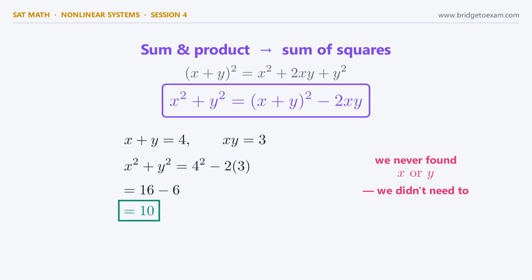Square the sum. 4 squared is 16. Subtract 2 times the product. 2 times 3 is 6. 16 minus 6 is 10. Notice what we never did. We never found x, and we never found y. We didn't need them. The question asked for a combination, and the identity delivered the combination directly.